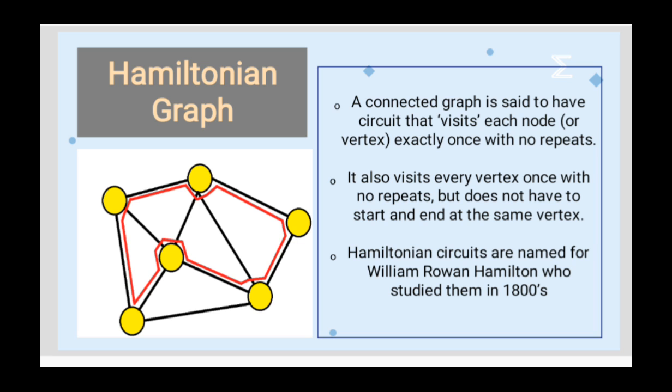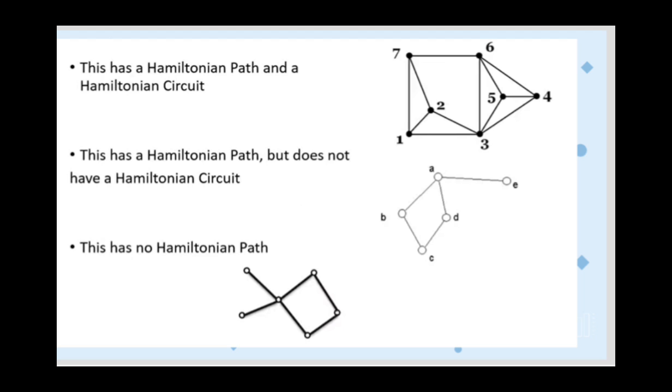As you can see in the picture, it is an example of a Hamiltonian graph where the vertices, the yellow ones, are visited once. Another example has 7 vertices, which you can draw with a line so that each can possibly be visited once. Therefore, this is a Hamiltonian path or a Hamiltonian circuit.